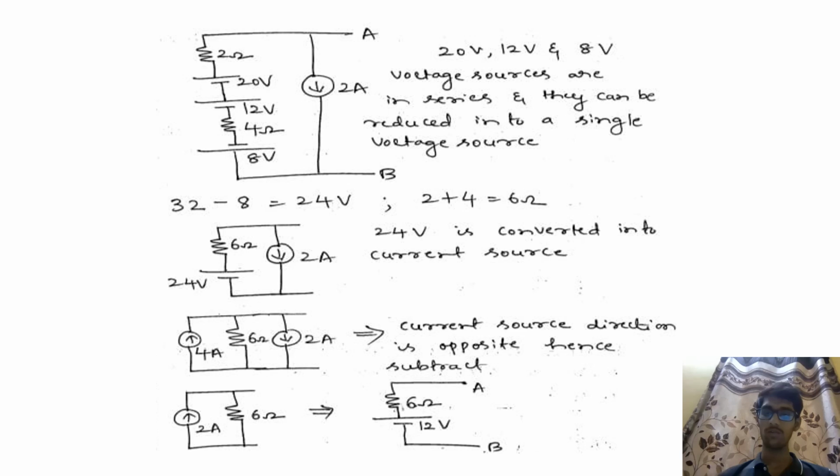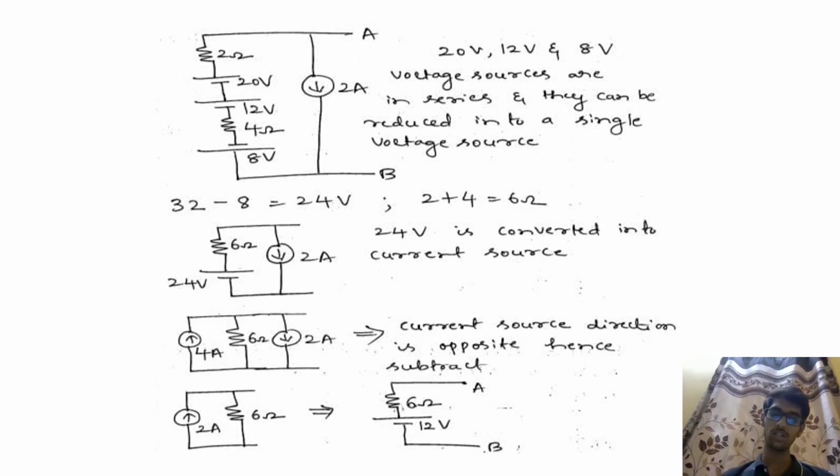Now let's convert the 24 volt voltage source into a current source. Here we will be using the formula I is equal to V divided by R. V is 24 and R is 6. 24 divided by 6 is nothing but 4. Then the 24 volt voltage source is converted into a 4 ampere current source in parallel with 6 ohms. I had mentioned in the start itself that current sources, when they are in parallel, can be summed up into a single current source. Here we will be doing the same. 4 in the positive direction and 2 in the negative direction. So it will be 4 minus 2, that is 2 ampere. A 2 ampere current source in parallel to the 6 ohm resistance.